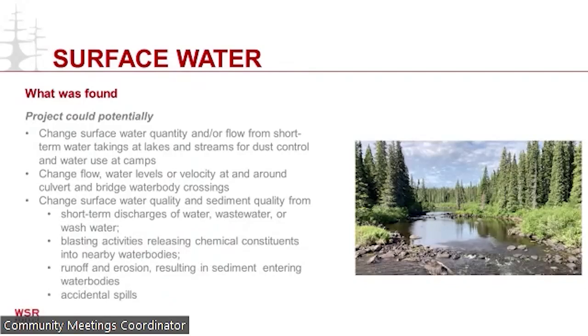In terms of what was found regarding surface water, we identified that changes in surface water quantity and quality could occur due to short-term use of water for construction activities, such as controlling dust. There would be short-term discharges of construction water, wastewater, or wash water. There could be changes to the land resulting in changes to how fast the water runs off and how fast the water enters the ground to become groundwater. Airborne particulate matter from construction activities could be generated.